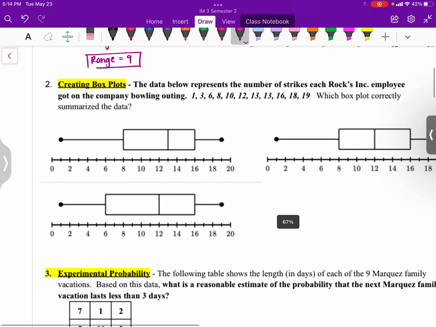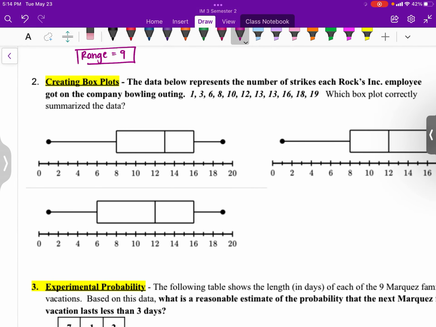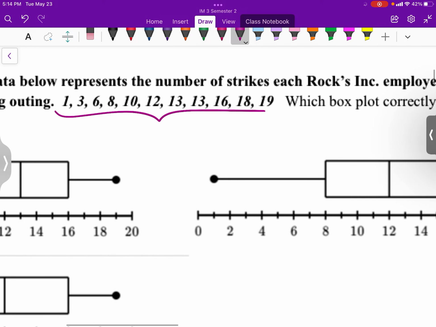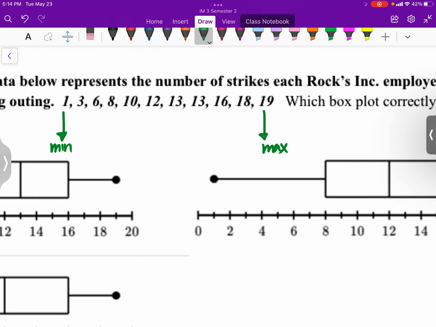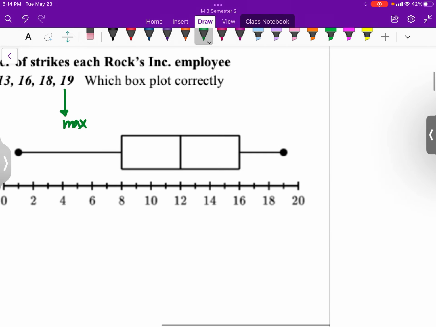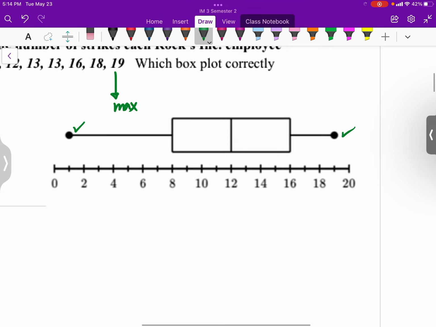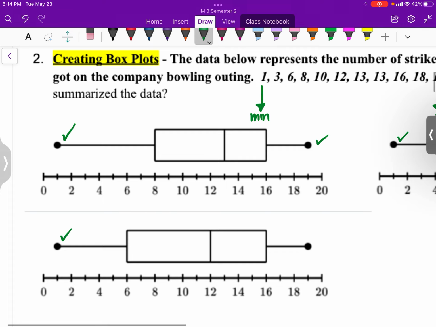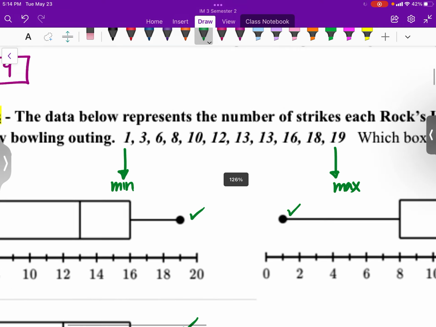In this case, guys, we're creating a box plot. These are the choices we have. We are given the data, and thankfully this data is already in order. So let's create the box plot. To start off, this here is the minimum, and this one here is the maximum. I should have a minimum of 1 and a maximum of 19. If you check, they all have a minimum and maximum of 1 and 19, so I can't discard any of them as of now.